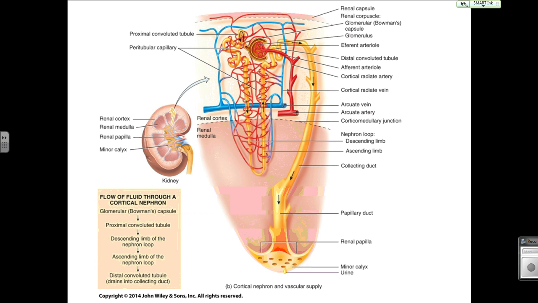Okay, nephrons are contained to two parts of a kidney. The two major parts of a kidney are the renal cortex, which is this lighter shaded outer part of the kidney, and the middle, which is the renal medulla. Okay, this darker shaded brown region.